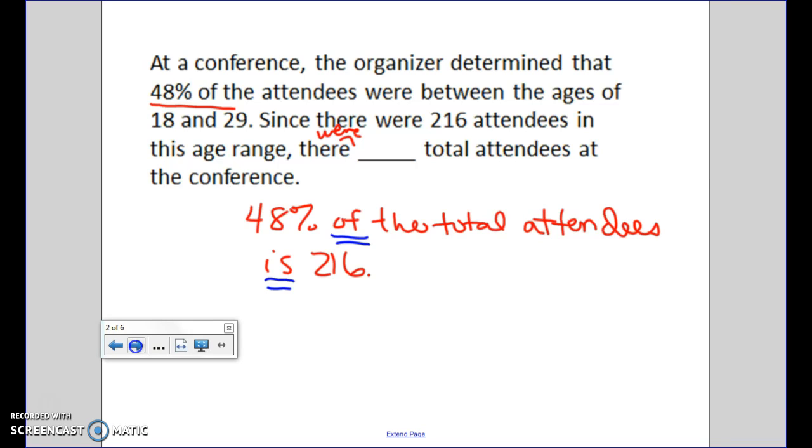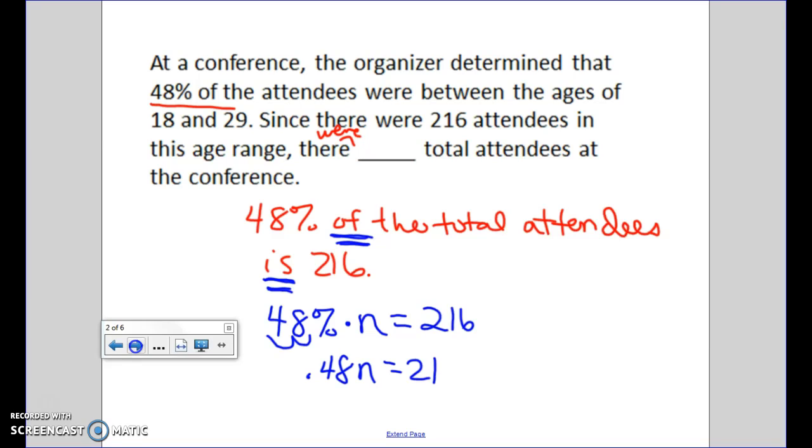Well, we know how to solve these equations or form these equations. 48% of the total, we don't know what the total is, is 216. Before we start solving our equation, though, we should definitely change this into a decimal. And so remember, percent means per 100. So if I divide 48 by 100 or move the decimal place 2 spots, I know that really I have 0.48n equals 216. Here I have a one-step equation.